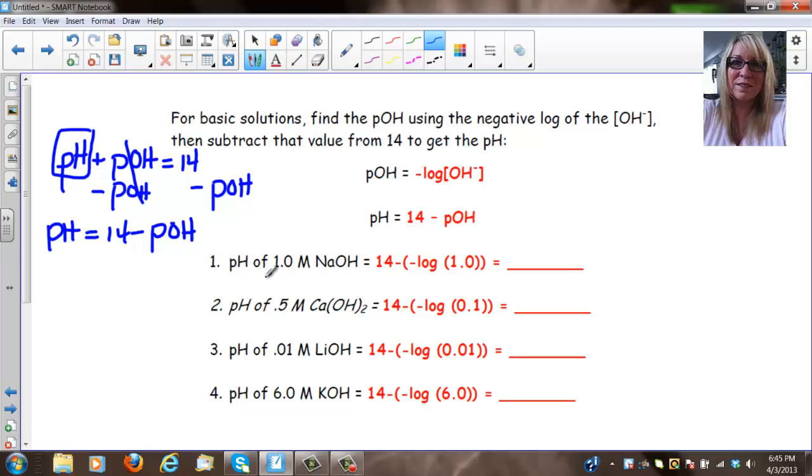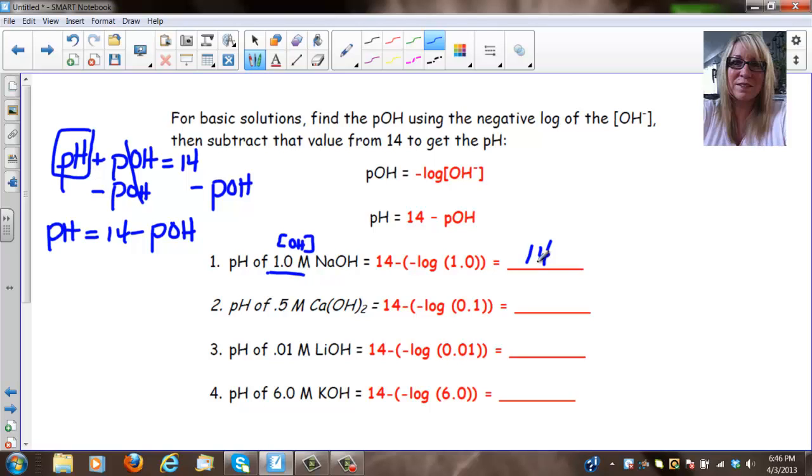The pH of a 1 molar sodium hydroxide solution. So remember, I'm going to take 14 and subtract the pOH. And I find the pOH by taking the negative log of the OH concentration. So here's my OH concentration right here. It's coming from NaOH. So 14 minus the negative log of 1 is going to give me 14. Because the log of 1, whether it's the negative log or the positive log, is always 0.